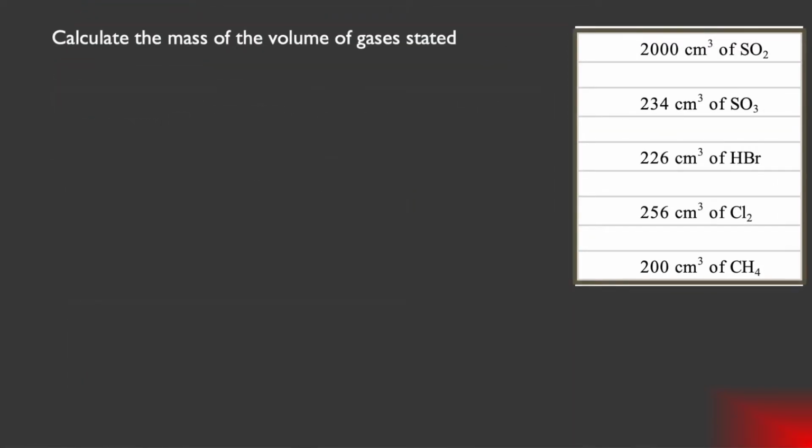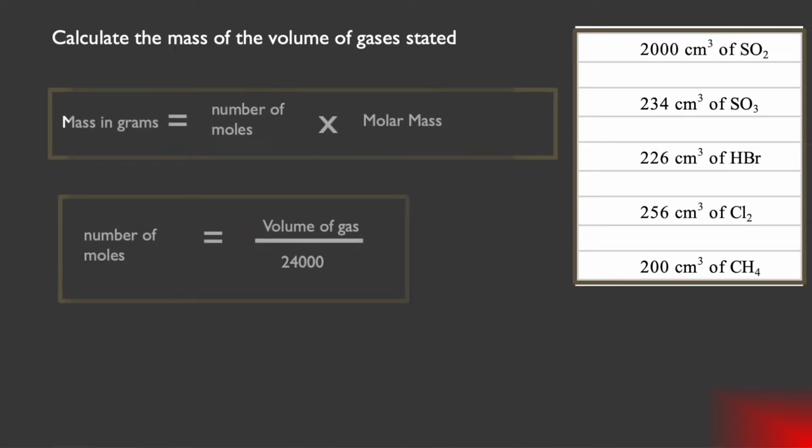So let's mix this up a little bit and use a couple of these equations now in our questions. So we've been given a volume and we need to calculate the mass. Now, if you have a look at the equation we have been using, number of moles is volume divided by 24,000. There's no mass in there. So we have to use our other moles equation of mass is moles times molar mass.